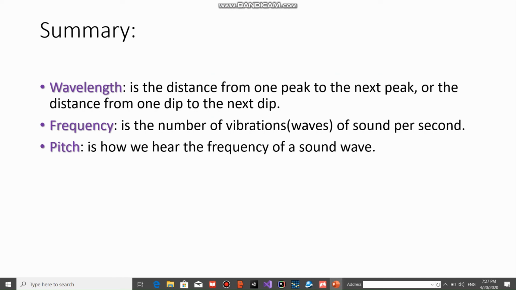Let's summarize. So today we studied 3 properties of sound waves. Wavelength is the distance from one peak to the next peak, or the distance from one dip to the next dip. Frequency is the number of vibrations or waves of sound per second. Pitch is how we hear the frequency of a sound wave.